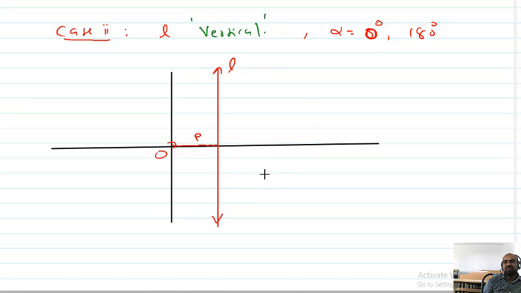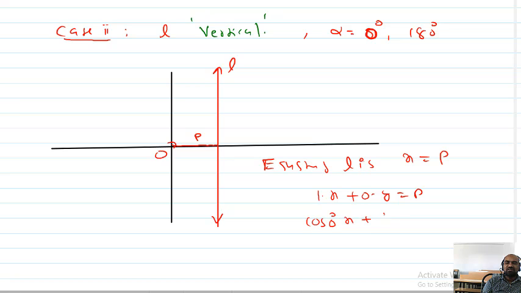In this case, what is the equation of L? The equation of L is parallel to the y-axis, so it is of the form x equal to k, where k means P, the distance from the y-axis. Now I want to prove that this is in the form x cos alpha plus y sin alpha equal to P. So 1 into x plus 0 into y equal to P. 1 I can write as cos 0, plus sin 0 into y equal to P. So cos alpha into x plus sin alpha into y equal to P.